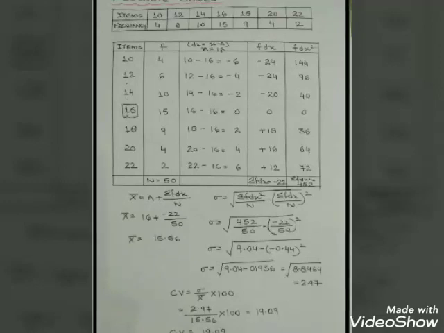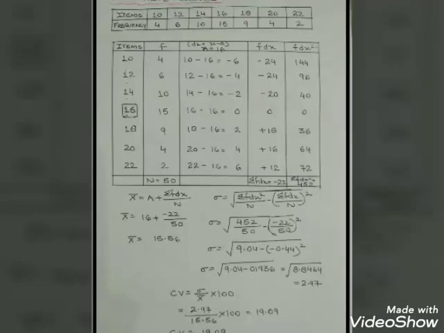Now we are going to put it in the formula of coefficient of variation, which is CV equals standard deviation upon mean into 100, where your standard deviation is 2.97, mean we have already found, that is 15.56, into 100, and we get 19.09, which is your coefficient of variation. So children, this is how you can find out coefficient of variation by discrete series.